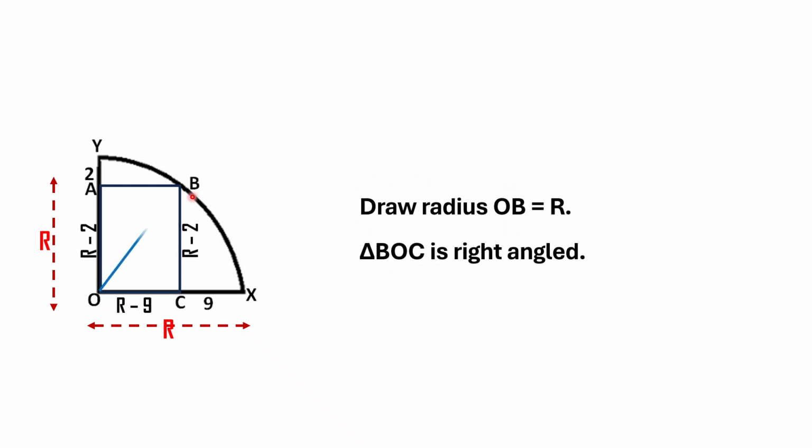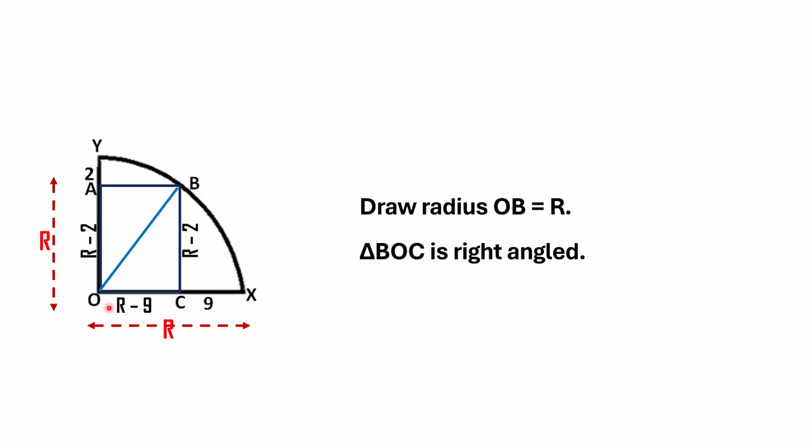Now draw the diagonal OB, the diagonal of the rectangle. We draw OB. So this is the radius. OB is also the radius joining the center and a point on the arc, that is circumference. So OB is the radius and also the diagonal of the rectangle. So draw radius OB, which is equal to R radius.